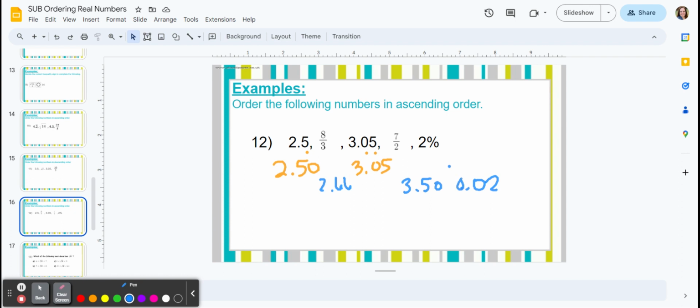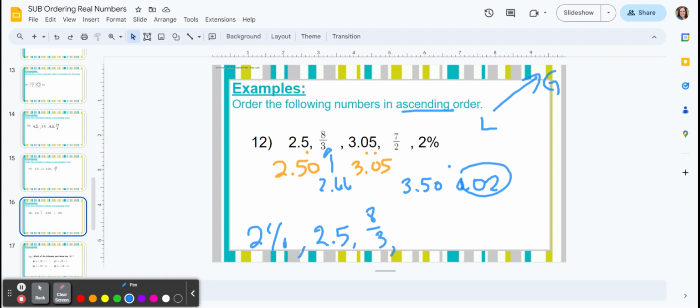So 0.02. All right, so we're ascending this time. So that means we're going up in the air. So we're going from the least to the greatest. So the smallest number was here, which was 2%. Then we had 2.50, so 2.5. And then the next one is 8/3. And then 3.05 is bigger than 3.50, no, 05 is bigger than 50 in the hundredths, so 3.05. And the largest number, which came from 7/2.